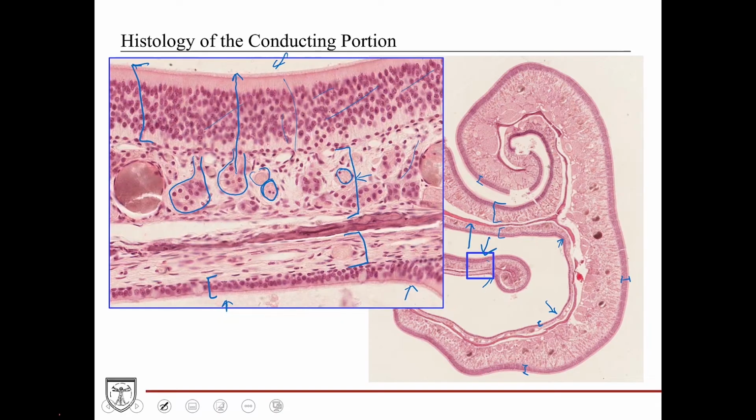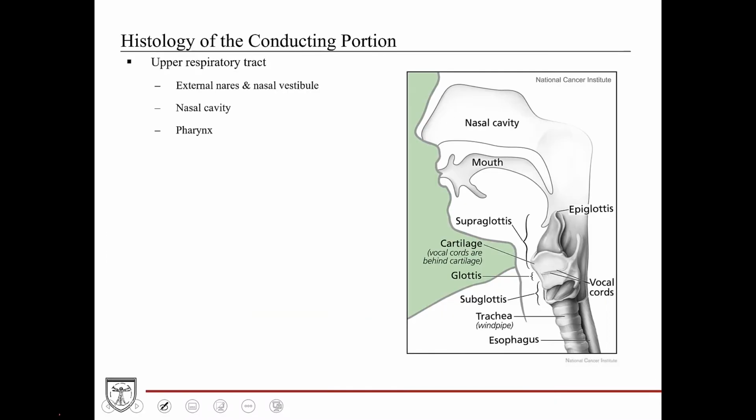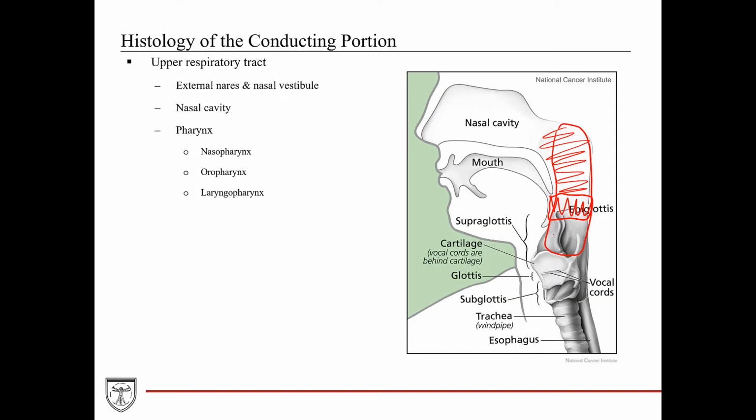Let's continue our journey down the conducting portion of the respiratory tract, which brings us to the pharynx. This is a large space on the posterior aspect of our head and neck area, and it is subdivided loosely into three general regions: the nasopharynx, which is just behind the nasal cavity; the oropharynx, which is just behind the oral cavity; and the laryngopharynx, which is the space below the oropharynx.